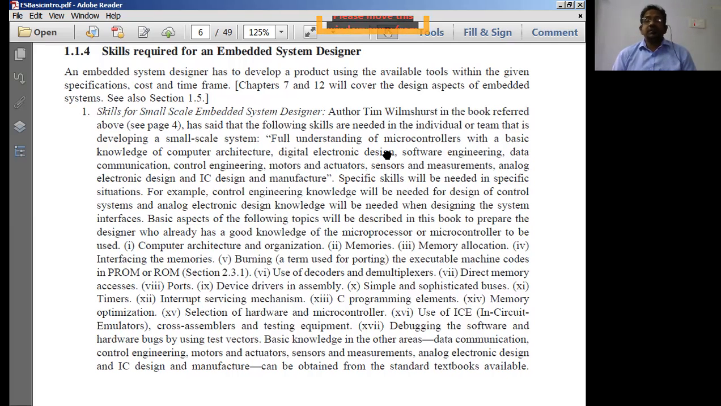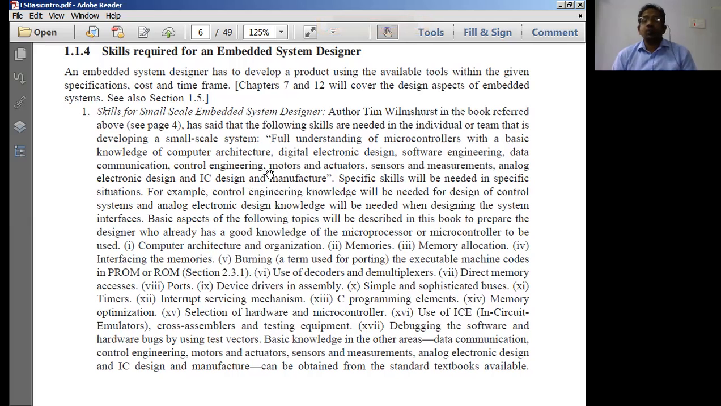That means something like the DCN subject, digital electronic design, called something like the STLD subject, or the DSD subject, digital system design. So you should know the digital system design concepts, and you should know some part of hardware engineering also. And you should know the concepts of data communications, how we transmit or exchange information between two electronic devices. That is called data communications. You should know that part also.